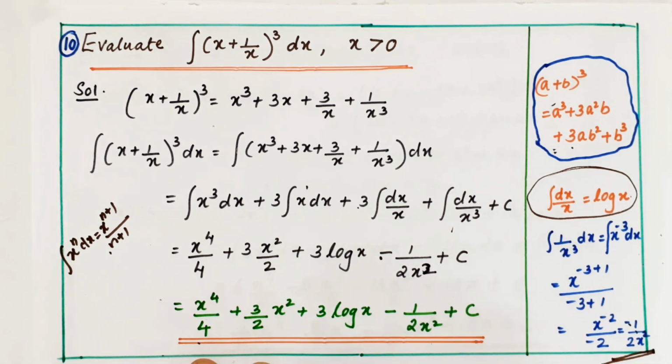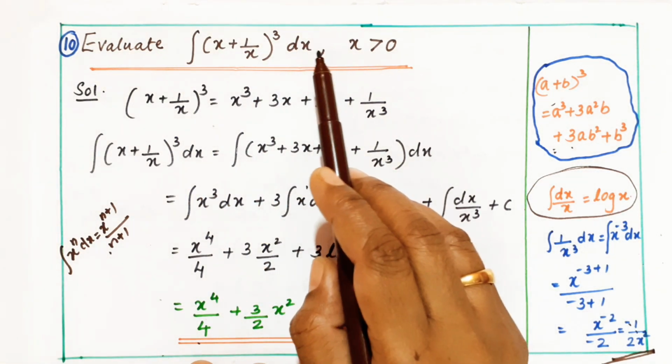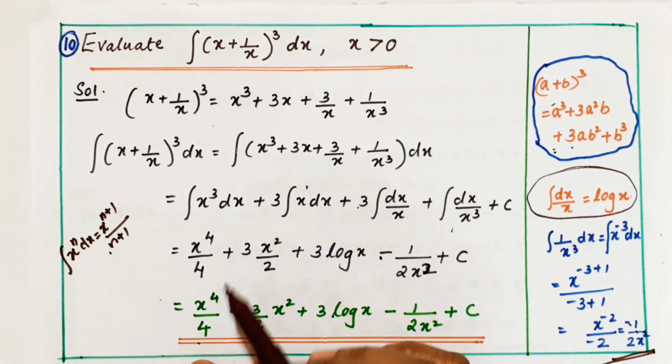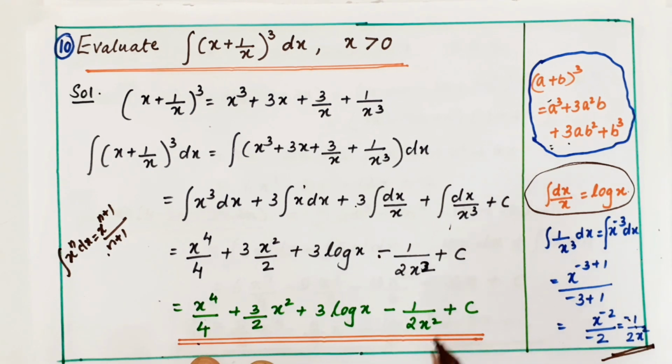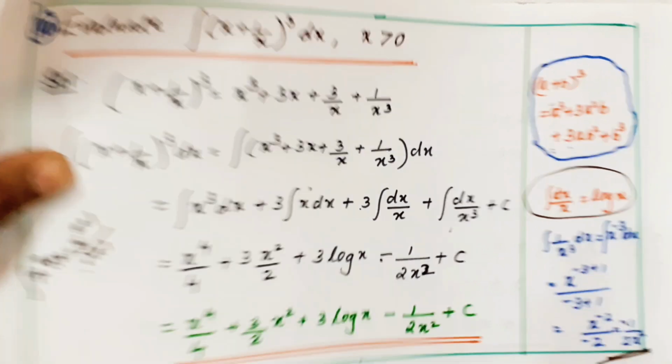Clear? So what is the answer for integral of x plus 1 by x the whole cubed dx? That is x power 4 by 4 plus 3 by 2 x square plus 3 log x minus 1 by 2 x square plus c. Here, next question.